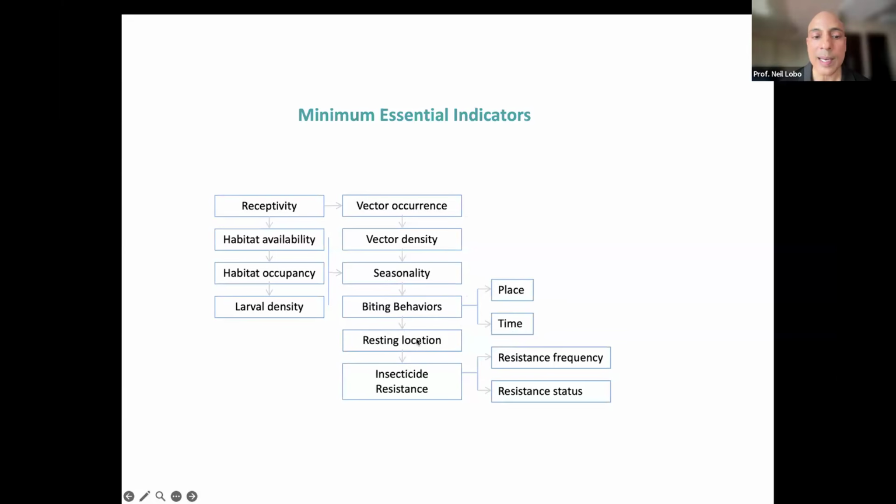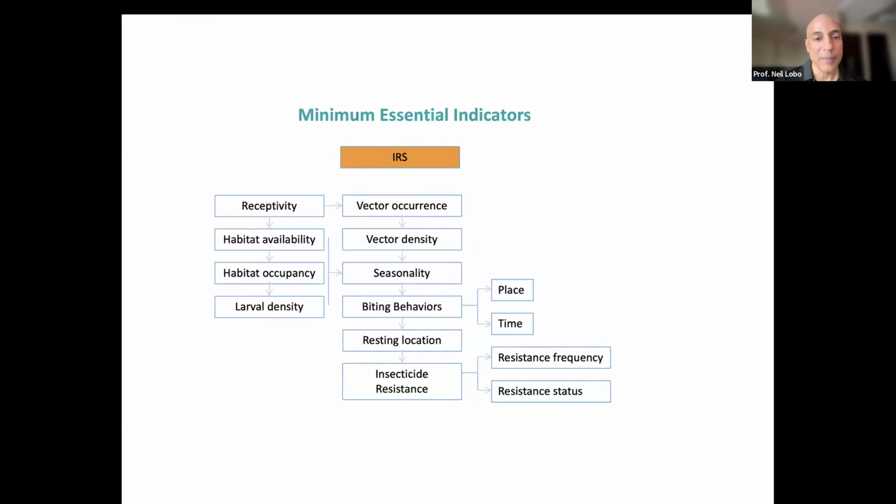And I'm sure you realize the resting location is important for a specific intervention, IRS. Insecticide resistance, the resistance frequency or the resistance status. Are they resistant? What proportion of them are resistant? And of course, you have your immature indicators. Receptivity. Are there actually vectors at my site? Which larval habitats are actually occupied by the vectors? And what is the larval density there? Now you have all these indicators, and this is just a really, really small set of indicators. And let's try and look at an intervention right now.